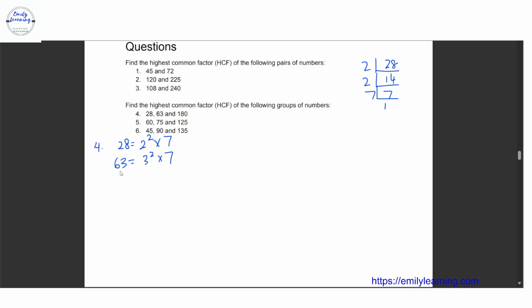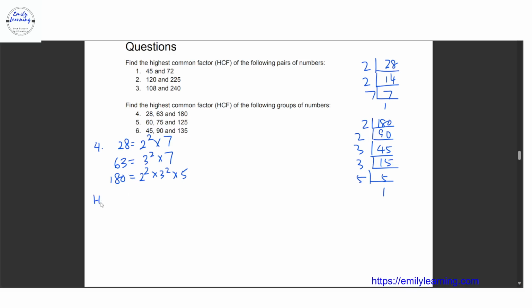How do I know it? Because 63 is 9 times 7. 9 is not a prime number. 9 is equal to 3 times 3, which can be written as 3 squared. This is a fast way of doing it if you are very familiar with the numbers. If not, make use of this working here. Now let's do 180. I'll divide it by 2, I get 90. Divide by 2 again, I get 45. Divide by 3, I get 15. Divide by 3, I get 5. Divide by 5, I reach 1, so I can stop. So 180 is equal to 2 squared times 3 squared times 5.